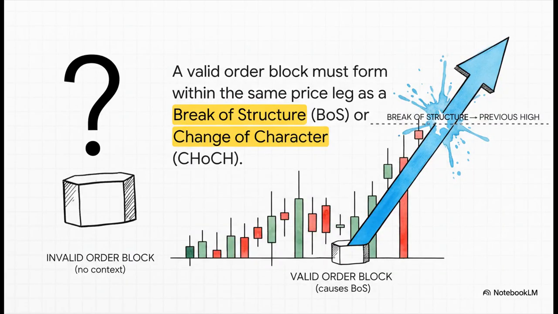Rule number 1, and this is by far the most important. The order block cannot exist in a vacuum. It has to be the direct cause of a major shift in the market's direction, or at the very least, a confirmation of the current trend. It has to actually mean something in the bigger story that the price is telling.